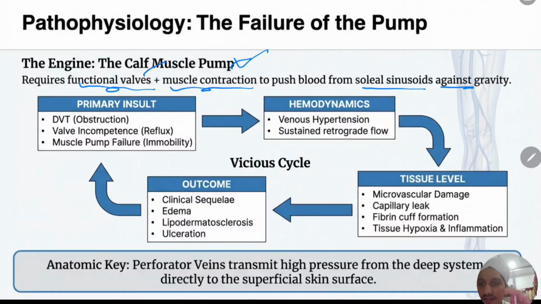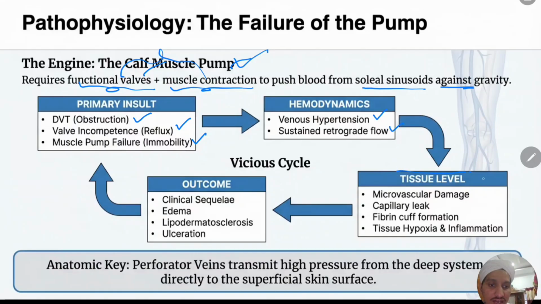So anything which impairs these two things will cause venous hypertension. So the primary insult is either deep venous thrombosis, which causes obstruction, or valve incompetence, which causes reflux, or muscle pump failure due to immobility. That will cause venous hypertension and sustained retrograde flow.